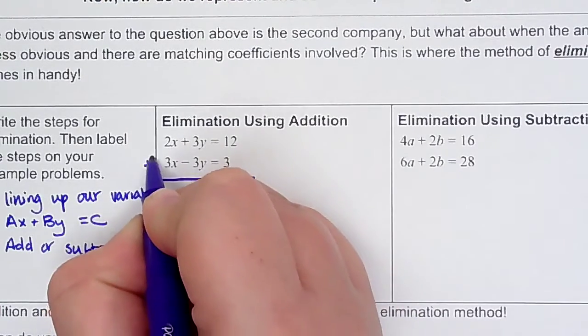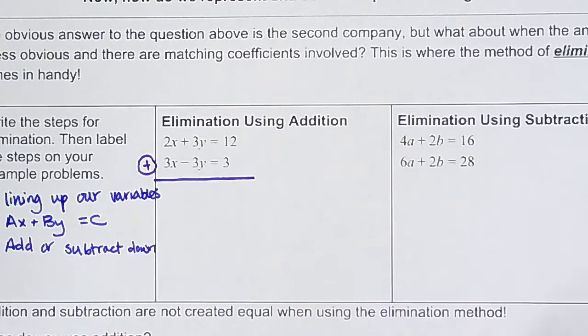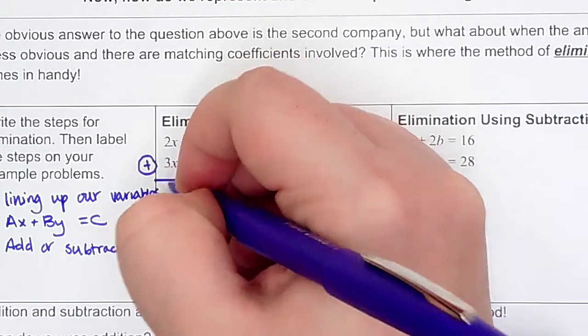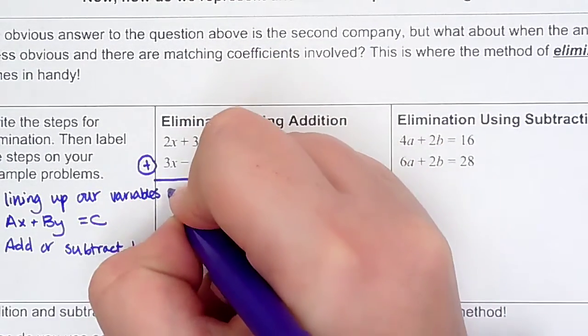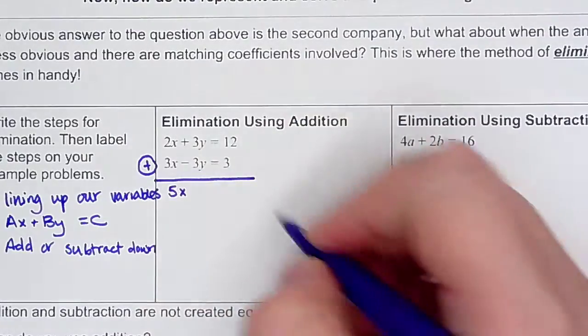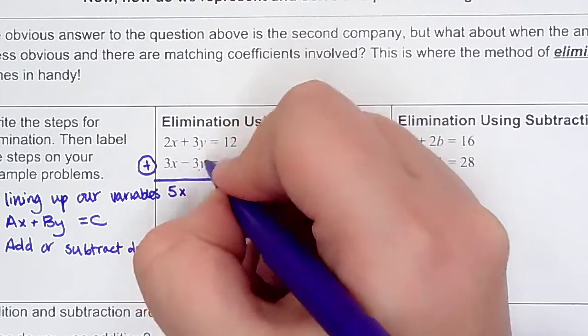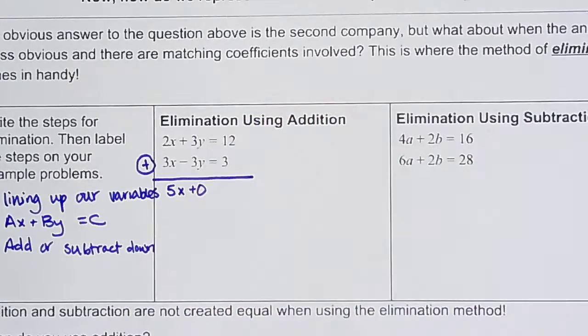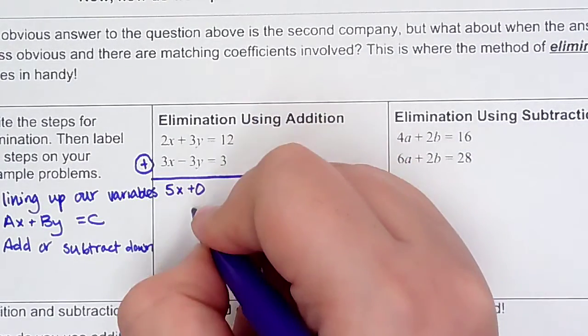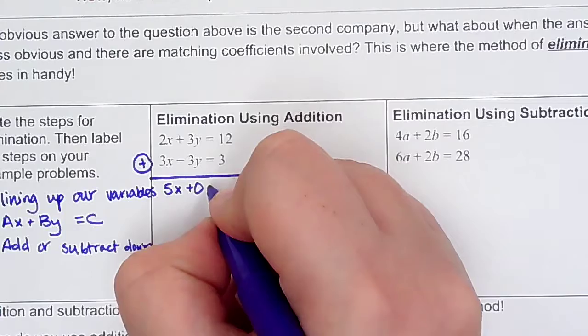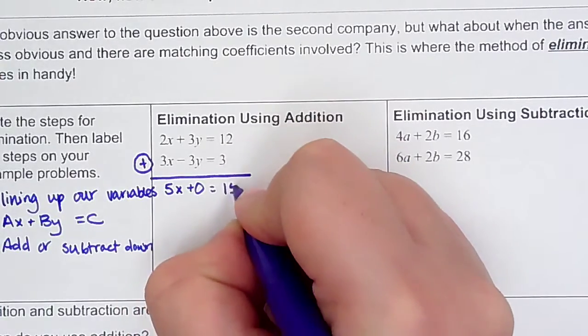So I'm going to put a little addition symbol over here, right? So I'm going to add down. 2x plus 3x is 5x. Positive 3y minus 3y, when I add those two, is going to be 0. Okay, looks like I eliminated a variable. And then 12 plus 3 is 15.